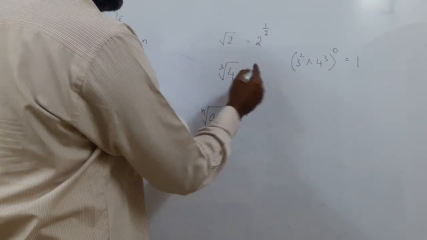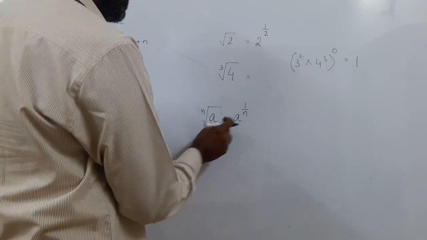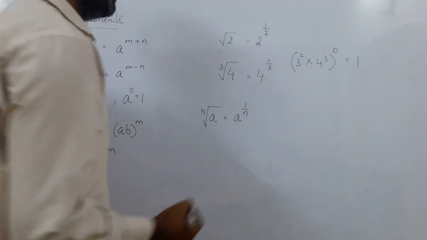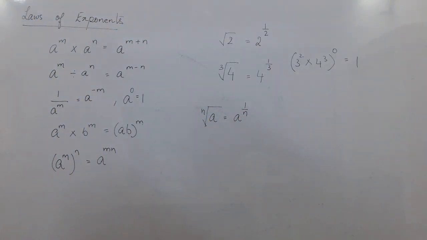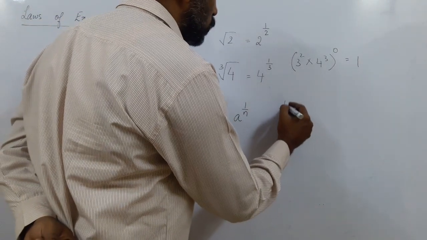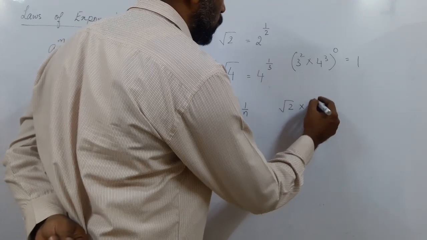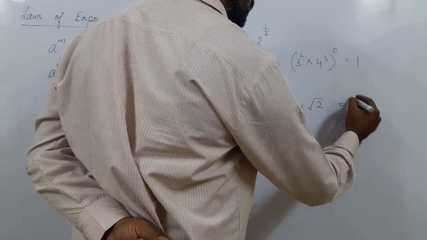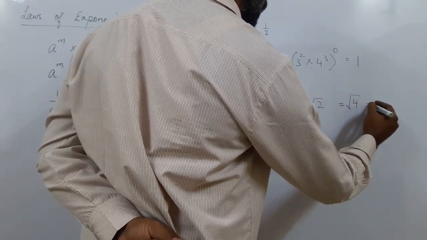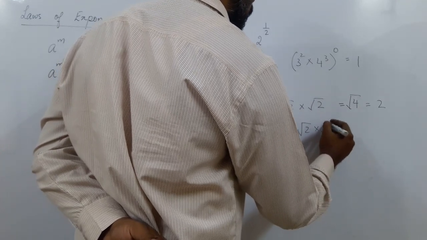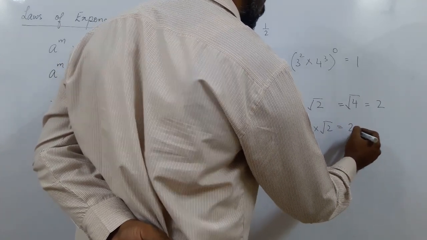Now this is the cube root of 4. So the number inside, you have to write outside as 4, and cube root means 1 upon 3. Yes? Now should we check? Let us verify this. Let us do root 2 into root 2. Now we know root 2 into root 2 is root 4, and root 4 is nothing but 2. So we have root 2 into root 2 equal to 2.